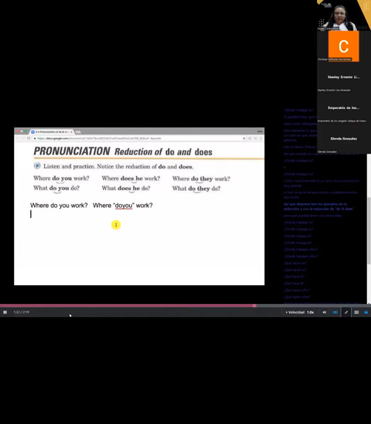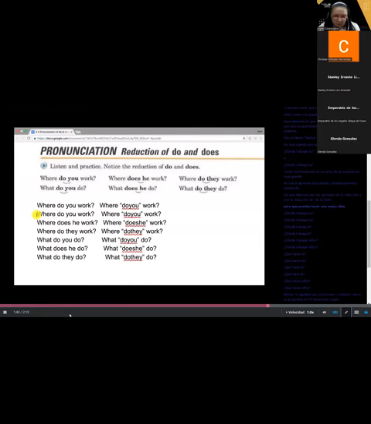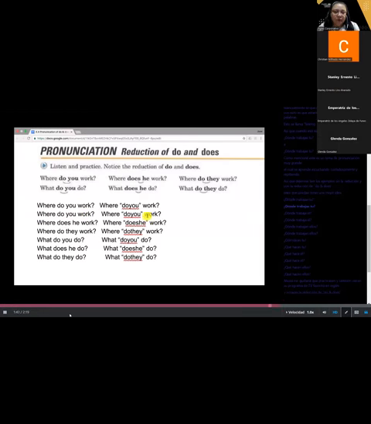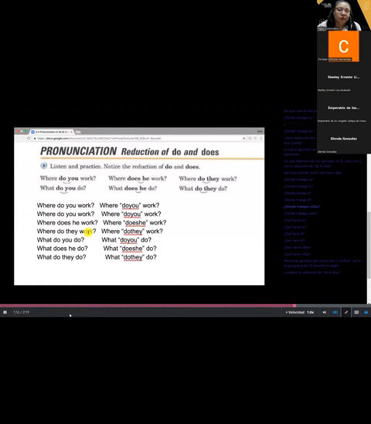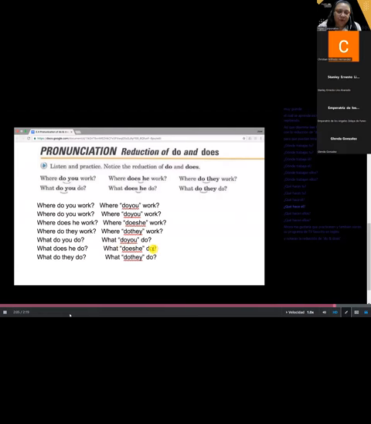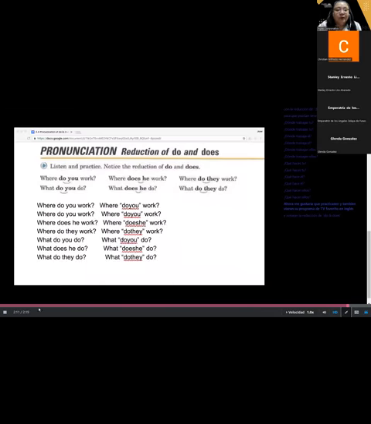So let me read out the examples without the reduction and with the reduction of do and does so that you can have a better idea. Where do you work? Where does he work? Where do they work? What do you do? What does he do? What do they do? Now, I would like for you to practice and also to watch your favorite TV program in English and notice the reduction of do and does.